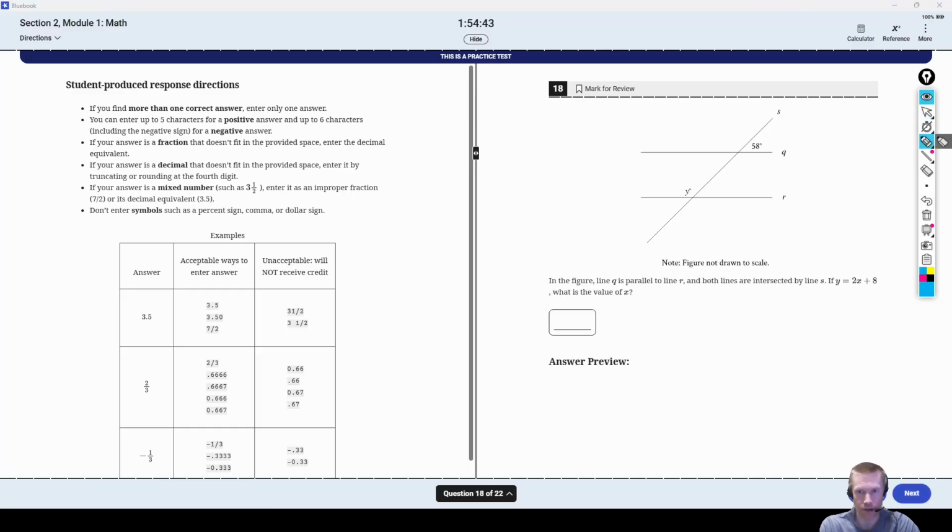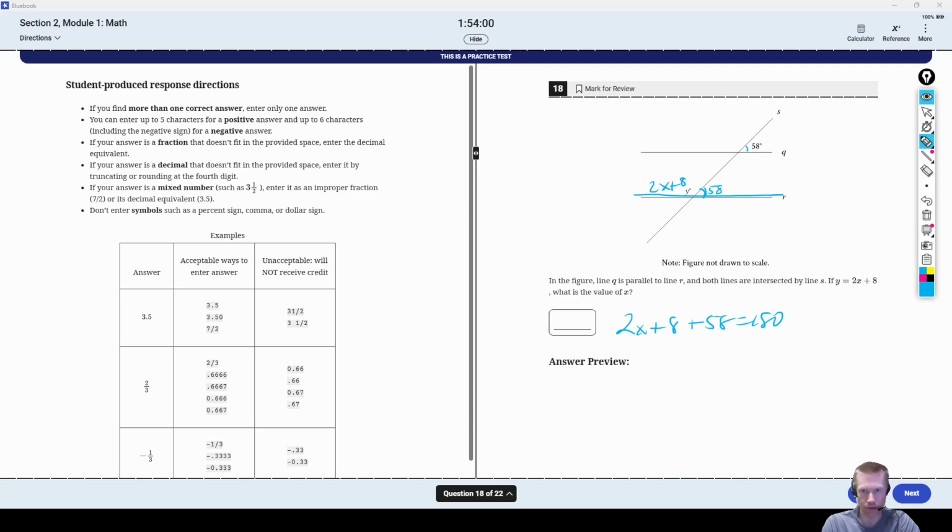Okay, next up we have some parallel lines here, and we're told that y is equal to 2x plus 8. So this right here is 2x plus 8. What is the value of x? Parallel lines. This is 58. There are multiple ways you could look at this. This angle down here is a corresponding angle for two parallel lines cut by a transversal, so this will also be 58. Now you can say 2x plus 8 plus 58 equals 180, because these two adjacent angles form a straight line, basically a linear pair.